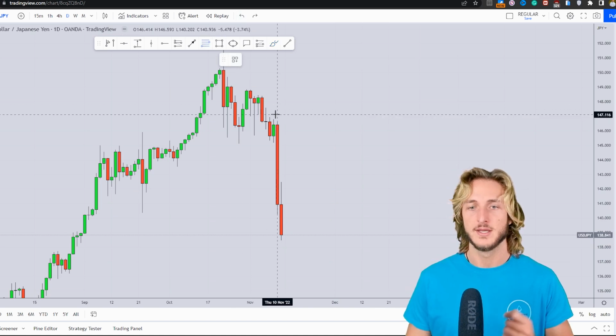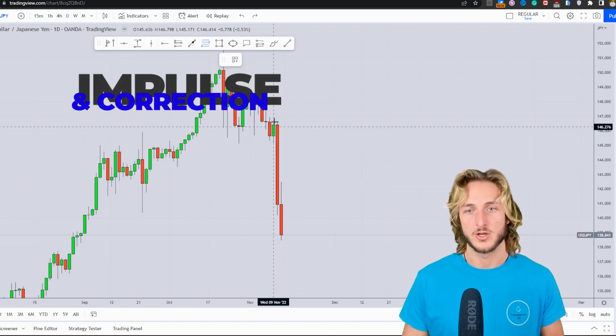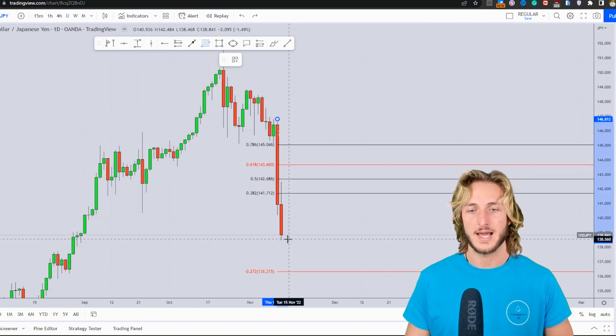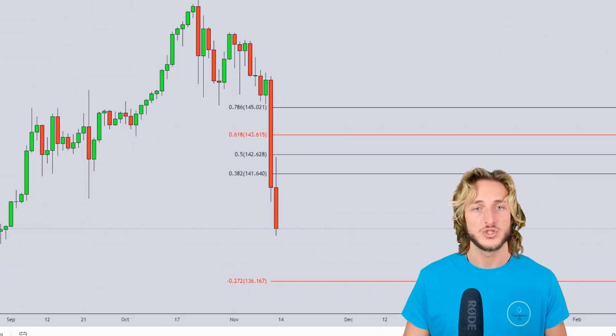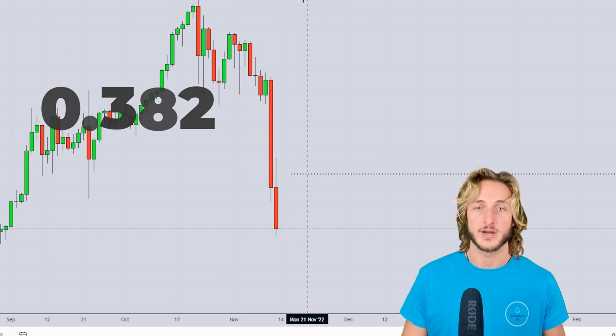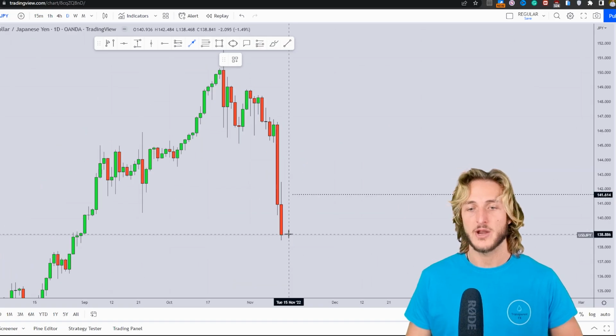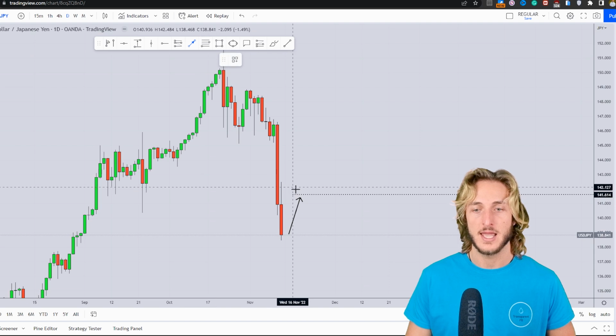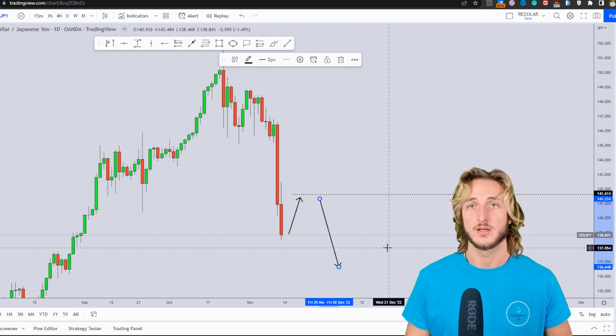Also here on the daily, since we have an impulse and we want to measure the correction, we have to take our Fibonacci from the high to the low of the impulse, which gives us at 0.382, which is the first Fibonacci retracement level that the market is supposed to retrace to. At this area we could expect the market to test and then potentially to reject lower.